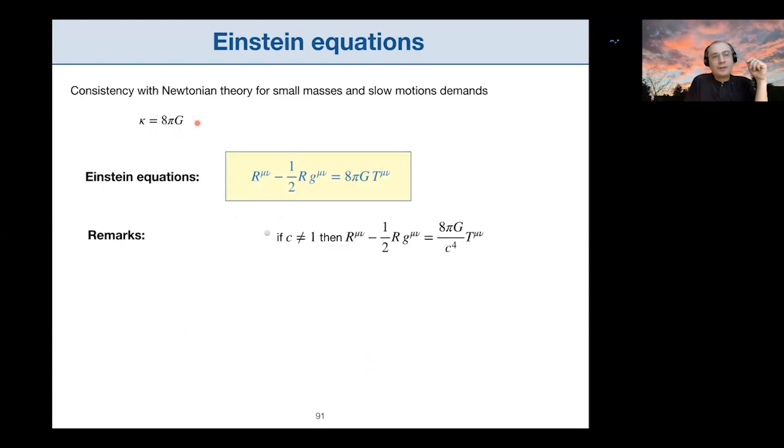The consistency with the previous theory of gravitation, with the Newtonian theory, fixes the value of the constant kappa. We will, in fact, make the appropriate calculation on the blackboard at some point in the future, maybe even today. So the Einstein equations, Einstein's postulate, have the form R mu nu minus 1/2 R g upper mu nu equals 8 pi G times the stress energy tensor. This is one of the most important formulas of this lecture. So something to remember.